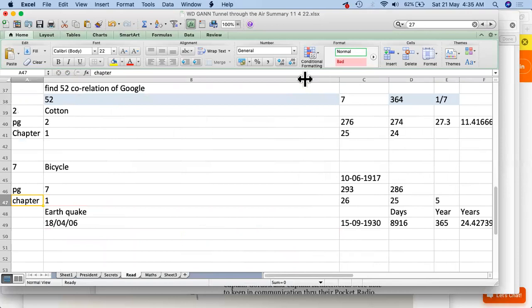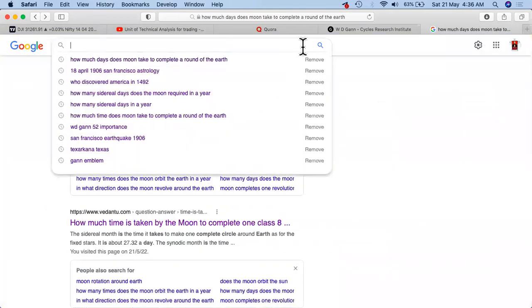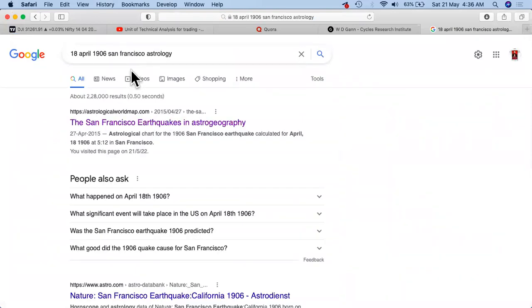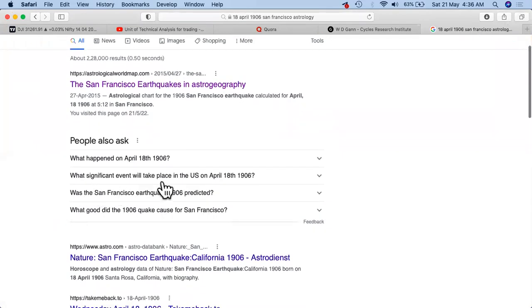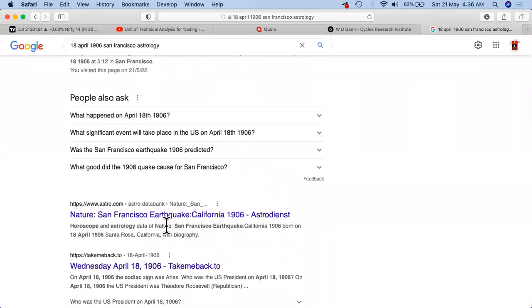Let's try to dig in something more, try to analyze what happened on this day in terms of astrology, astronomy, and find out something which is of relevance to this date, that is 18th of April 1906. So let's go again to Google and find out 18th of April 1906, San Francisco astrology. This is what I'm putting across. So we get various things from this. What significant event did take place in US on April 18th, 1906?